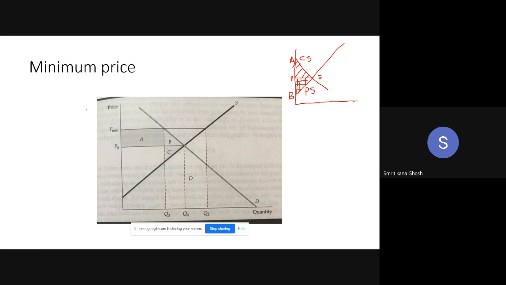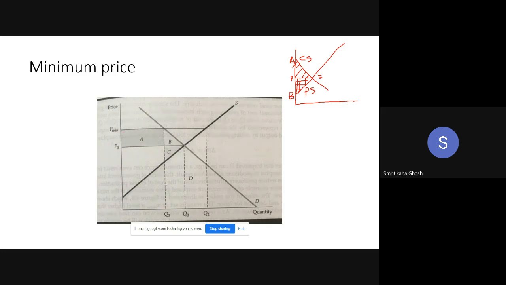So we know that if we need any effective price flooring, then that floor price should be above the equilibrium price. And in this diagram, we have it. Look, the minimum price is above the equilibrium price P naught. So we are sure that this is effective price flooring. It is active. It can influence the market.